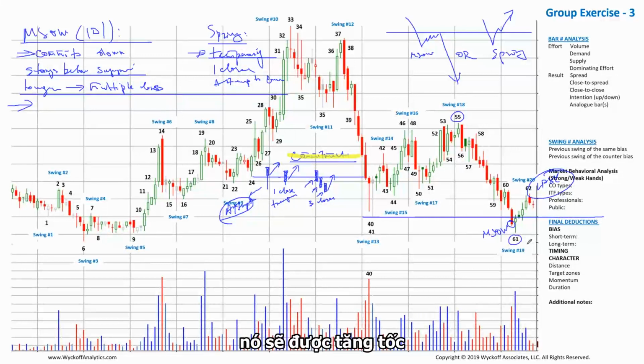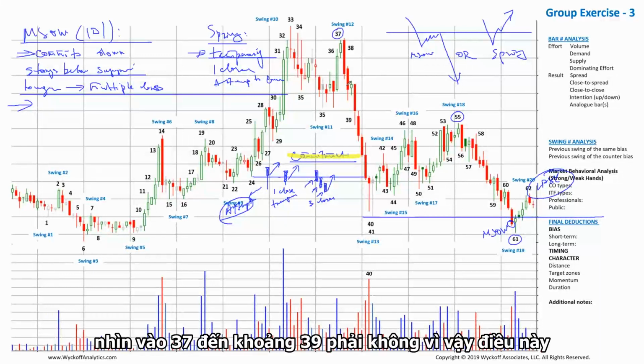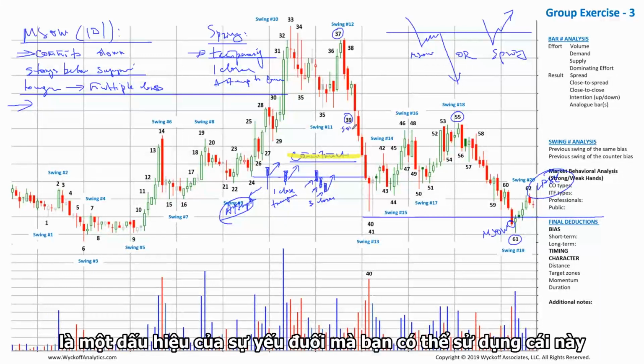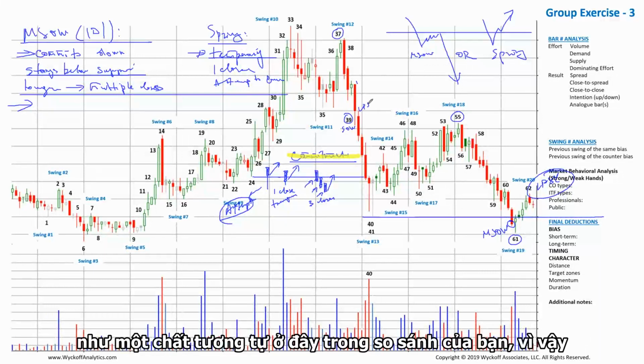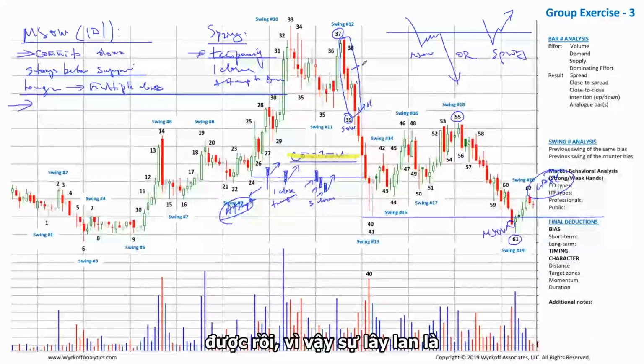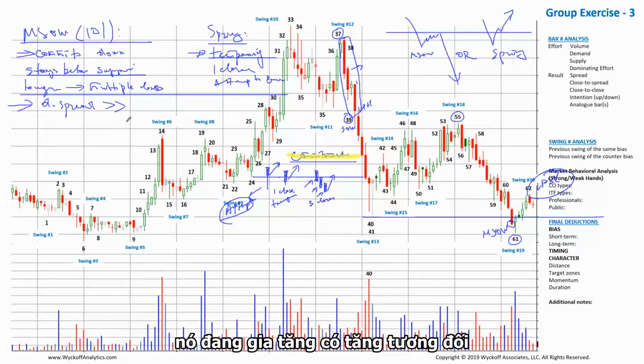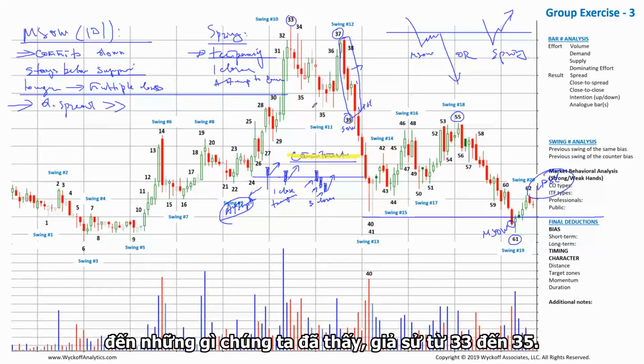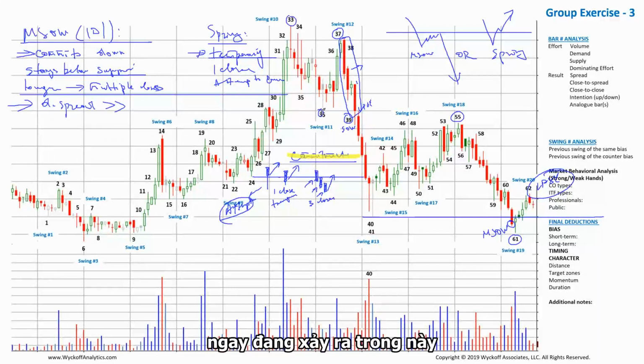Would it be accelerating to the downside? But I guess that applies also to a spring. But there might be a slight distinction there. Look at 37 to about 39. So this is a sign of weakness. You could use this as an analog here in your comparison. So what does this spread do? Okay, so the spread is increasing, yes, increasing relative to what we've seen, let's say 33 to 35. Which is happening in this particular case also.